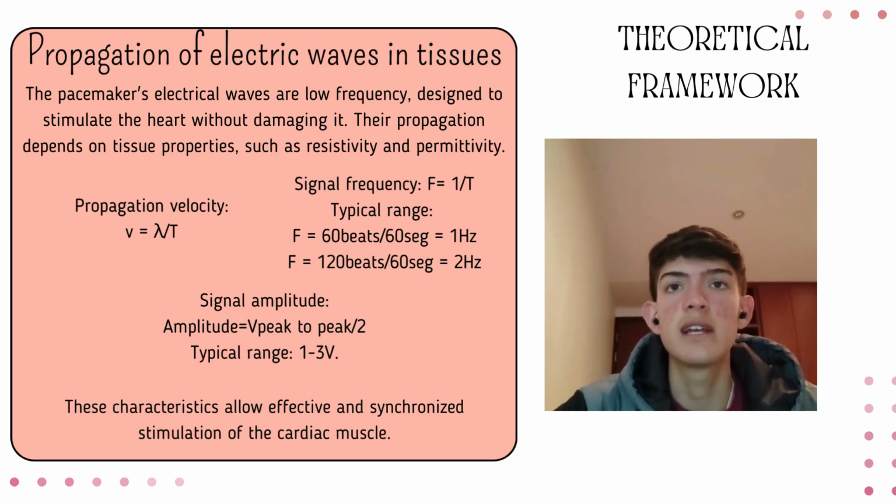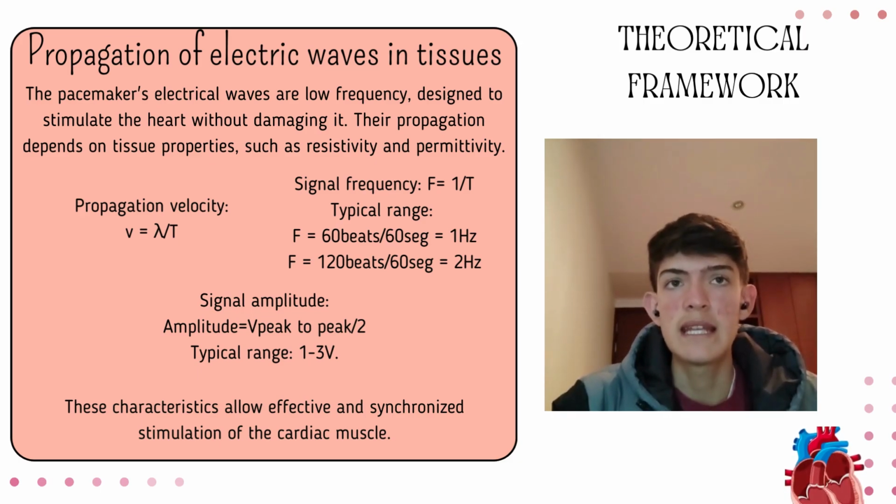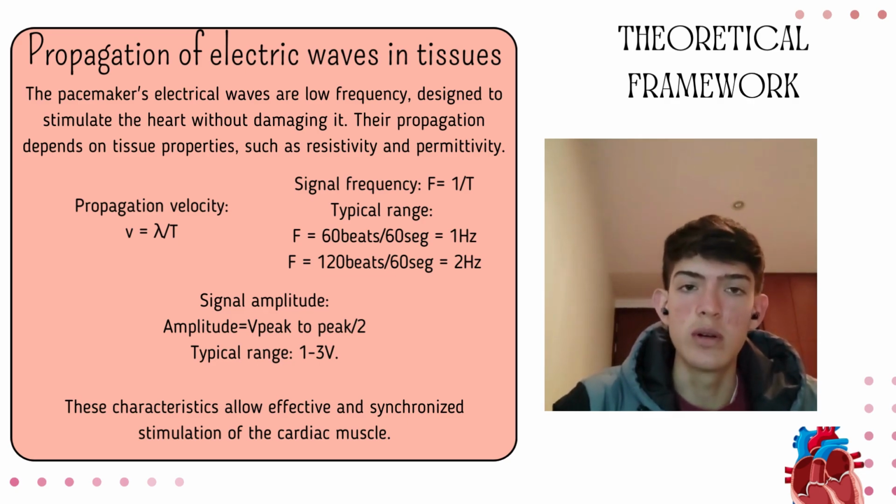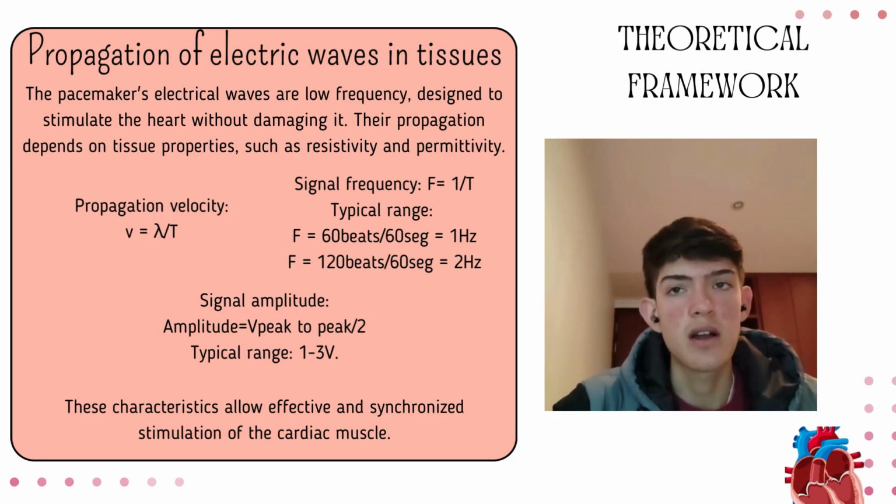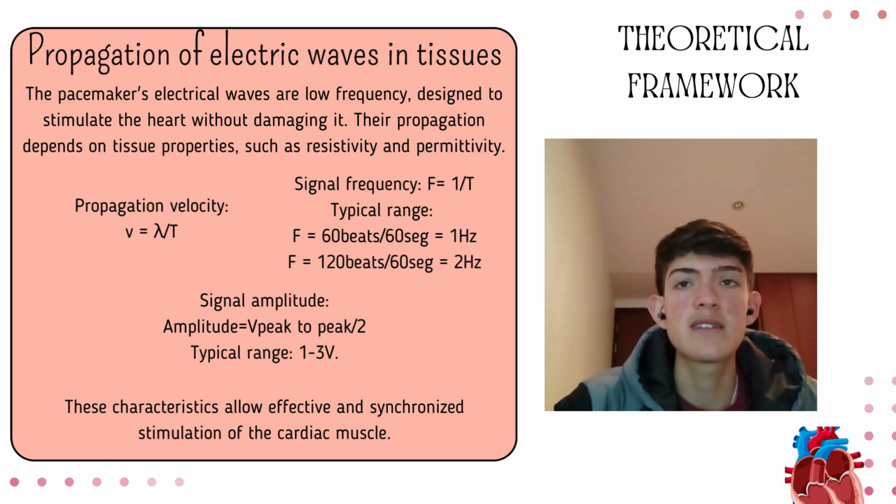The pacemaker's electrical waves are low frequency, designed to stimulate the heart without damaging it. Their propagation depends on tissue properties such as resistivity and permittivity. Propagation velocity equals wavelength divided by time. Pacemaker signals are characterized by their rate, generally in the range of 60 to 120 pulses per minute, equivalent to 1 to 2 Hz. The signal frequency equals one divided by time.